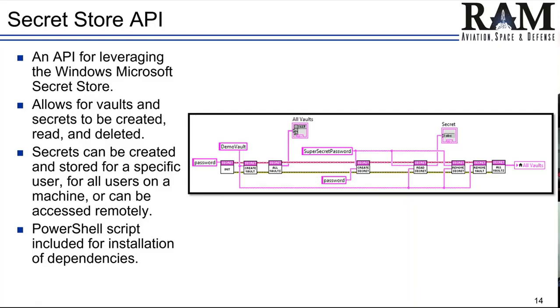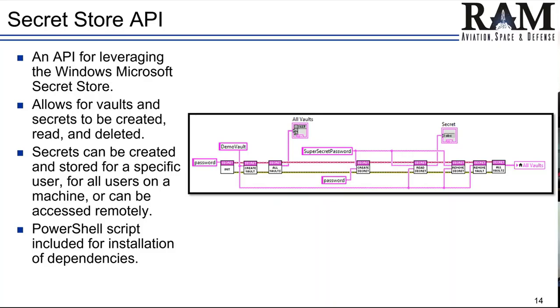Either make them specific to users, right? If you were issuing a unique API token per user, you could store that in a user-specific vault in the Microsoft Secret Store. And then your LabVIEW application could just easily pull those out and leverage them for some sort of web API or something like that.